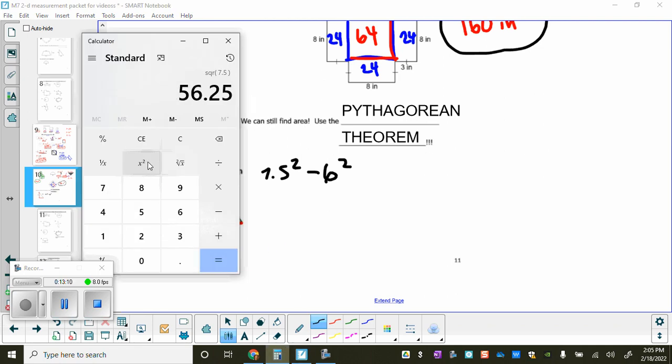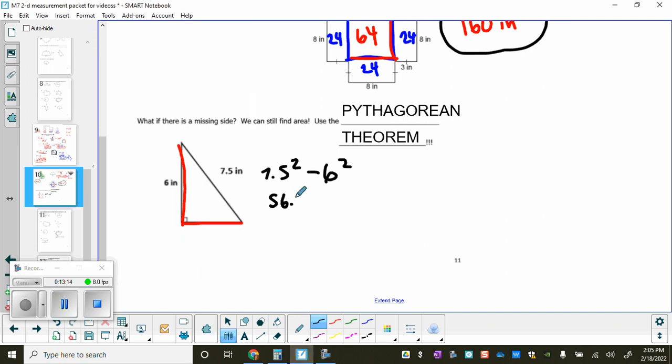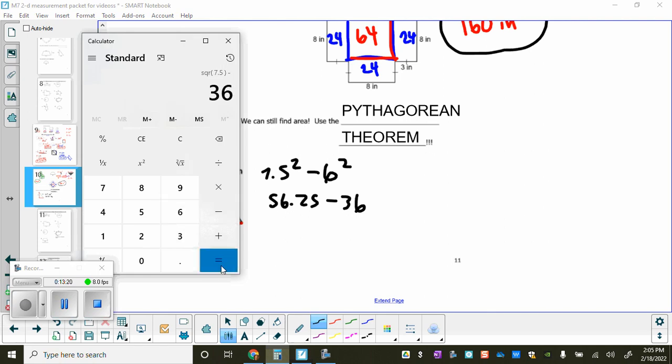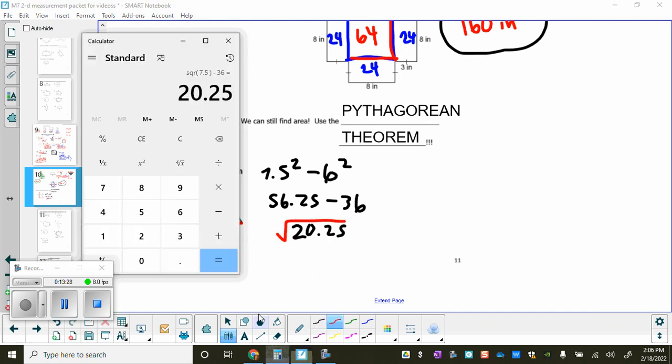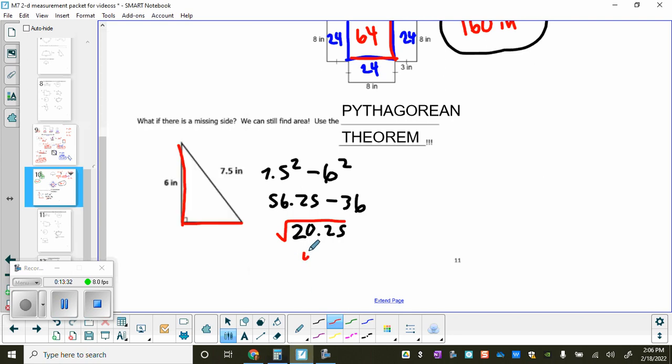So my 7.5 squared is 56.25. I'm going to minus the 36. Cool. So 20.25. Now I need to take the square root of that to get this base down here. So when I take the square root, I get a 4.5. So now we found this to be a 4.5.